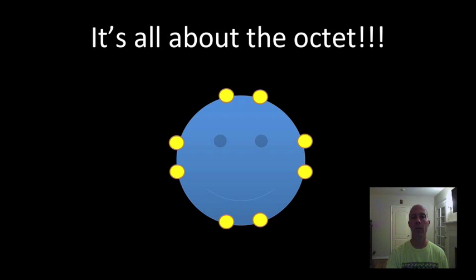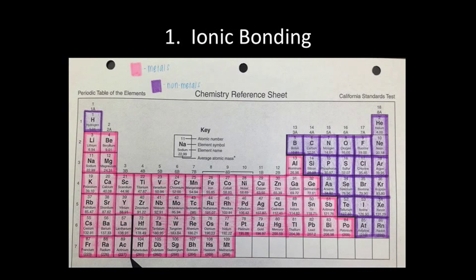The goal of every atom is to have a full outer energy level, or a full octet in their valence electrons. A quick review. Here shown in pink are the metals. Remember, metals usually have 1, 2, or 3 valence electrons. That means they usually lose those 1, 2, or 3 valence electrons and become positive ions, or cations.